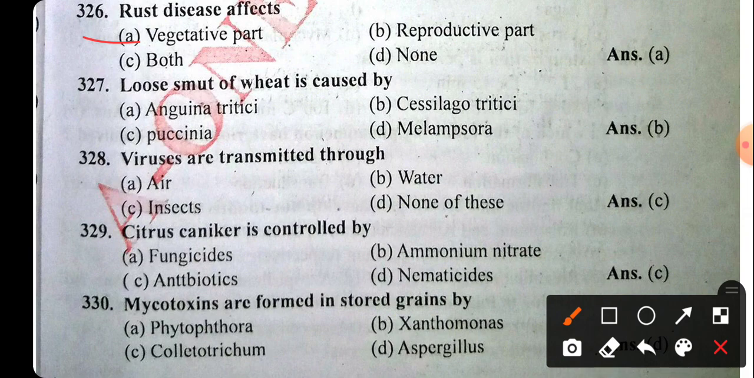Okay, now the next question is: loose smut of wheat is caused by, that is Ustilago tritici. Option B will be the right answer. Now the next question is: viruses are transmitted through insects. Now the next question is: citrus canker is controlled by, that is the antibiotics. Option C will be the right answer. Here the spelling of antibiotics is wrong; you can correct it, that is A-N-T-I, antibiotics.